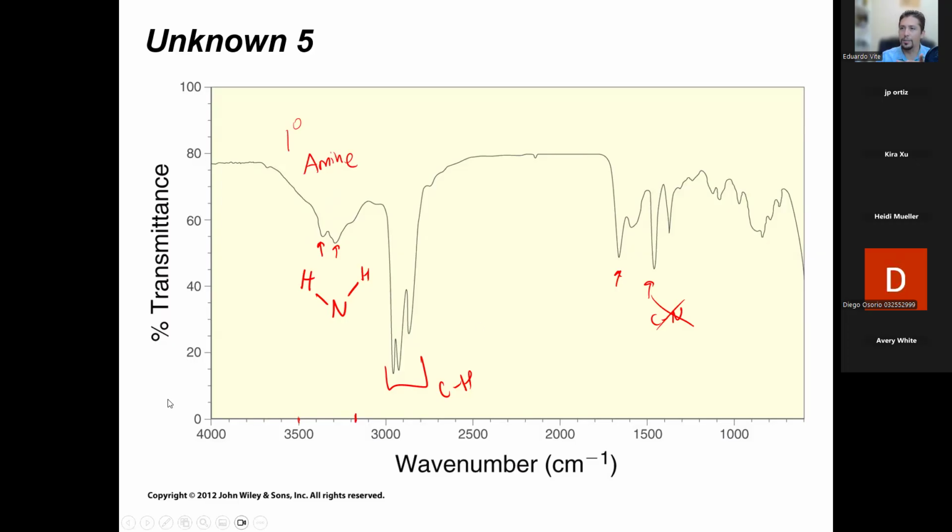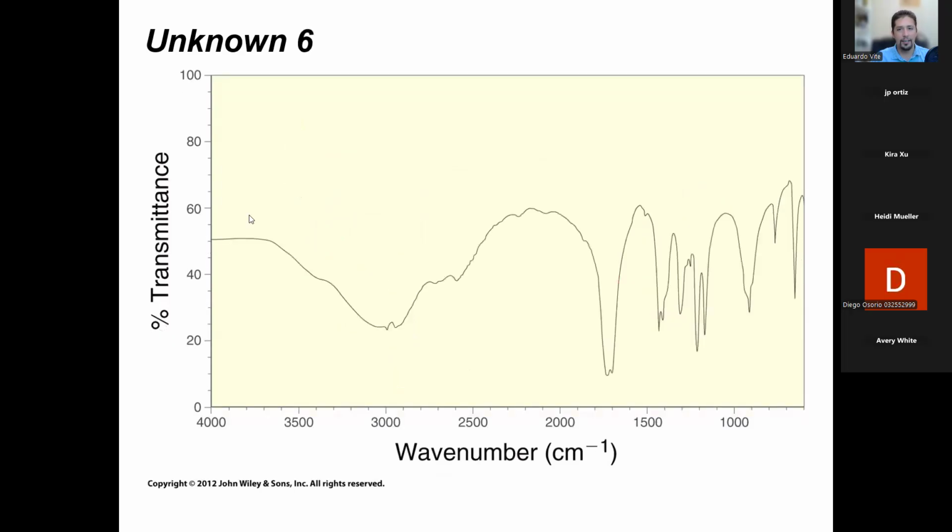So you guys kind of hopefully see by now what we do, right? We have the whole graph. We don't look at the whole thing. We look for specific things. The absence of things usually tells us it's just a boring old alkane. Okay. Clear drawings. Unknown number 6.